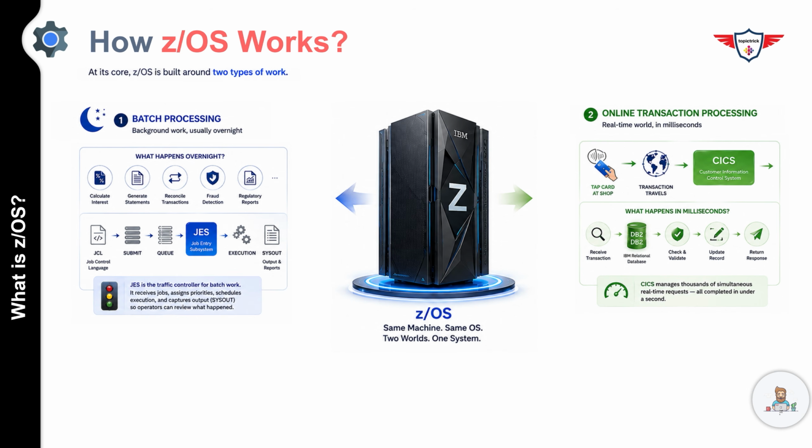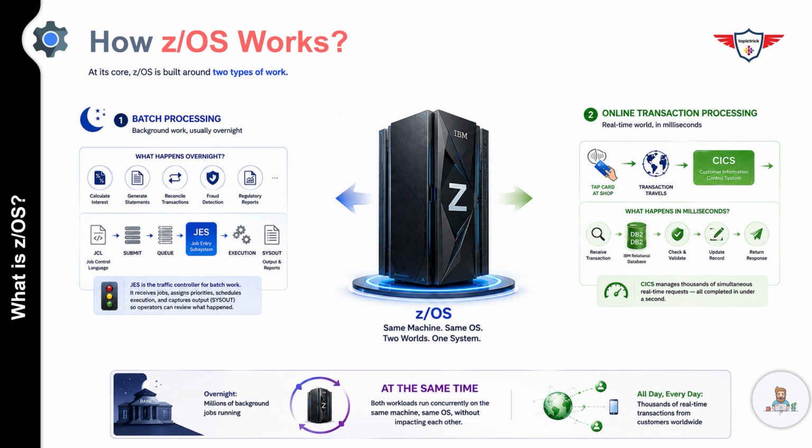Online transaction processing is completely different. When you tap your card at a shop, a transaction fires in milliseconds, it hits the bank system, and z/OS handles it through a component called CICS, that is the Customer Information Control System. It manages thousands of requests simultaneously in real time. It looks up the account in DB2, which is basically an IBM relational database. It checks the account, validates the transaction, updates the record, and returns a response. And remember, everything happens in under a second.